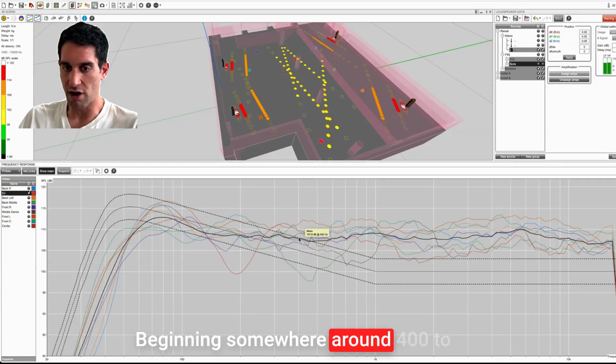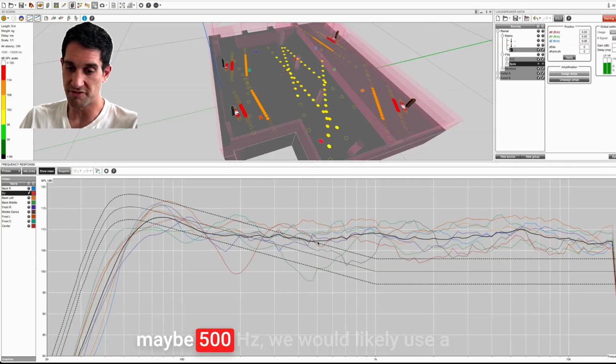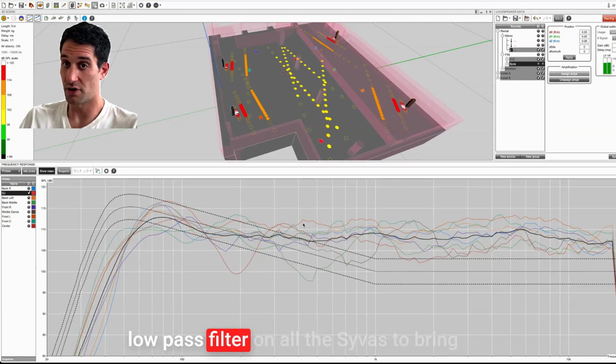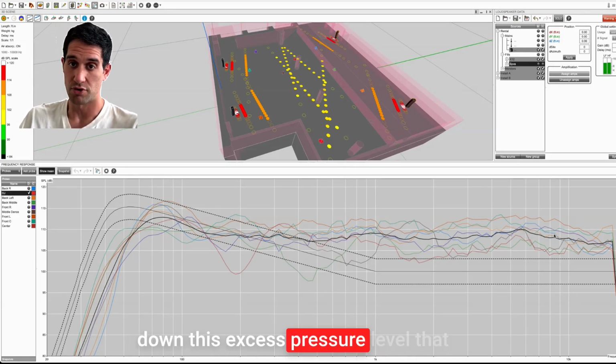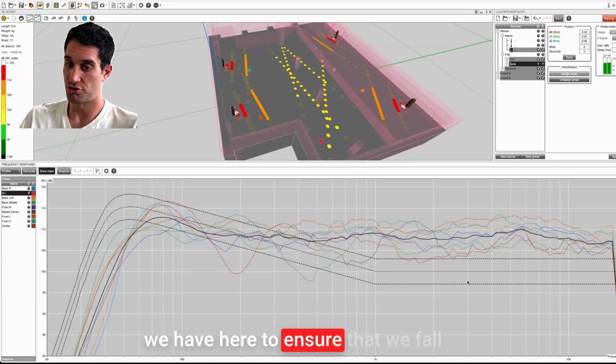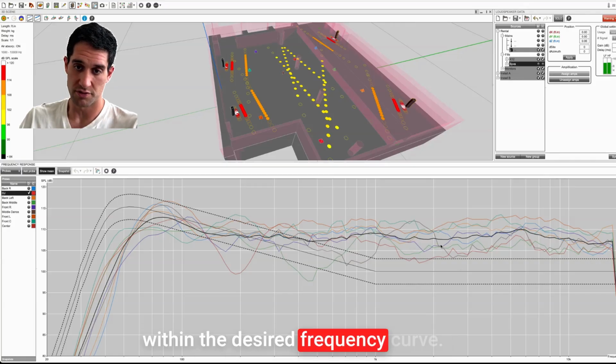Beginning somewhere around 400 to maybe 500 hertz, we would likely use a low pass filter on all the Syvas to bring down this excess pressure level that we have here to ensure that we fall within the desired frequency curve.